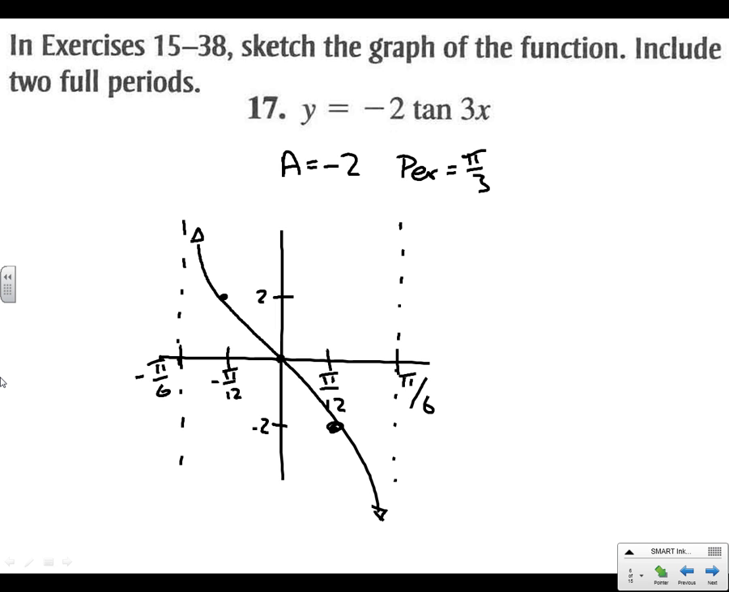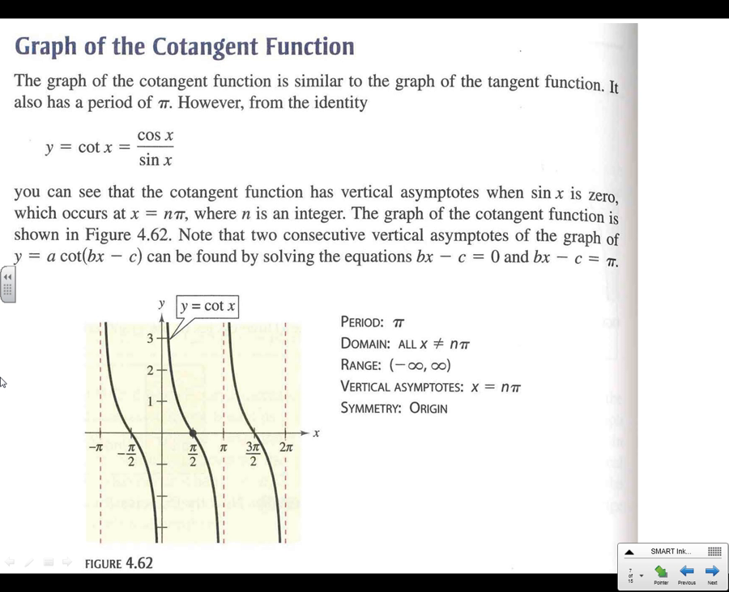So that's tangent. Let's see if we can go ahead and do cotangent. So cotangent, almost exactly the same as tangent, except we have asymptotes at the places where y is 0. If we remember that cotangent of theta is x divided by y, anytime y is 0 on our unit circle, we'll have an asymptote. Same thing as tangent with a period of pi.